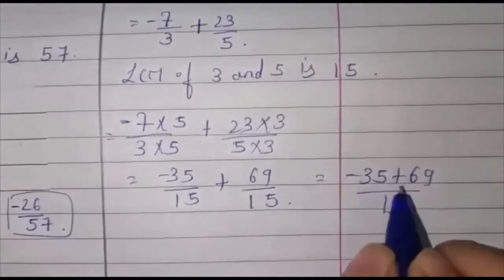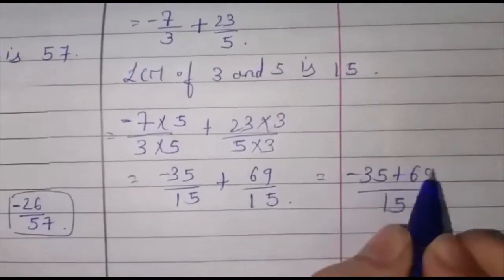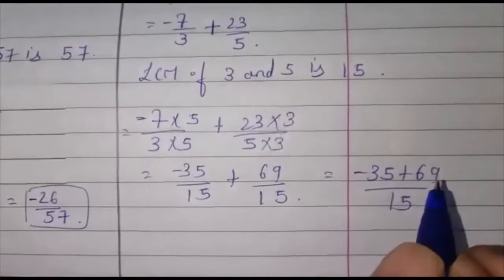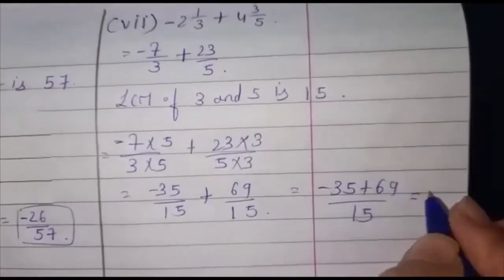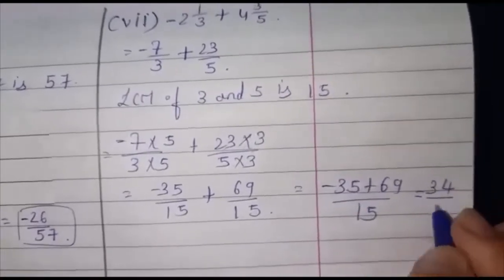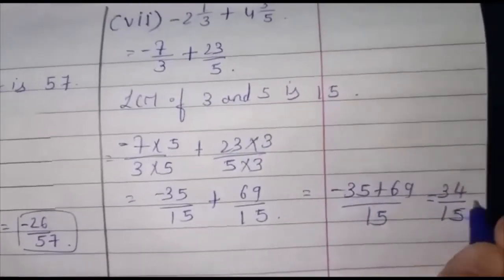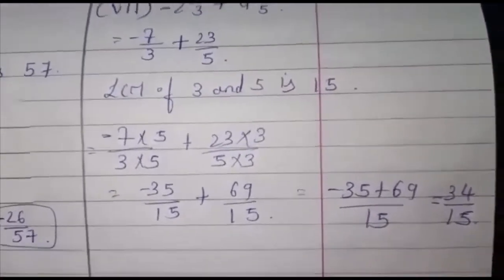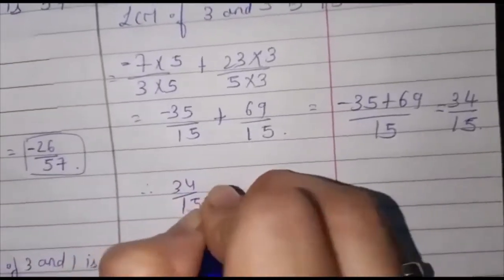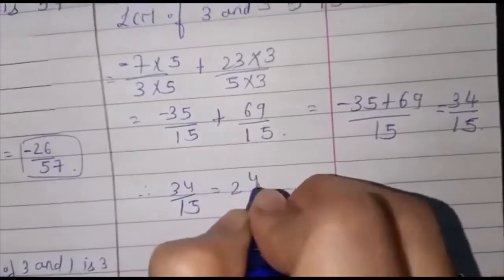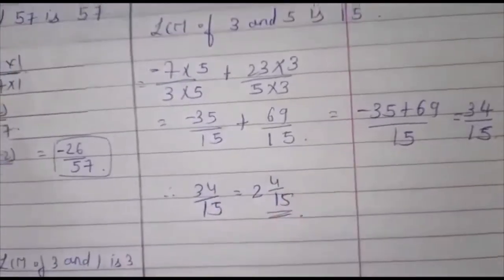But plus minus is minus. So I will subtract 35 from 69. So that gives 34. Now why 34? Because the greater number is having a positive sign. So 34 upon 15. But yet it is an improper fraction, so we will divide and then we will write. So 34 upon 15 equals 2 integer 4 upon 15.